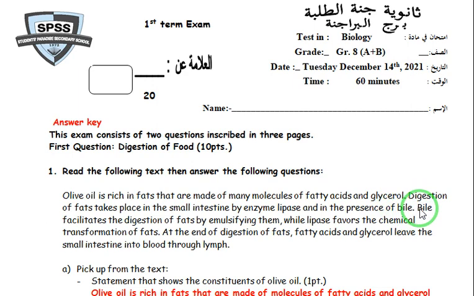What is the role of bile? Bile facilitates, means makes easier, the digestion of fats by emulsifying them, while lipase favors the chemical transformation of fats. At the end of digestion of fats, fatty acids and glycerol leave the small intestine into blood through the lymph.